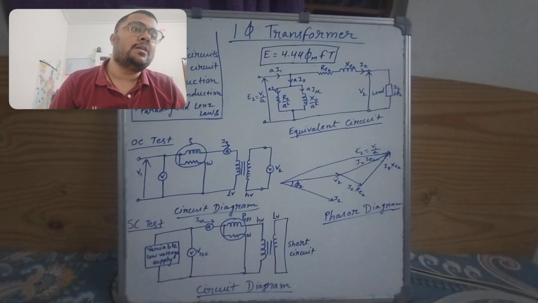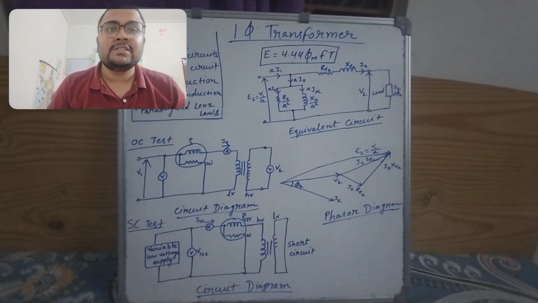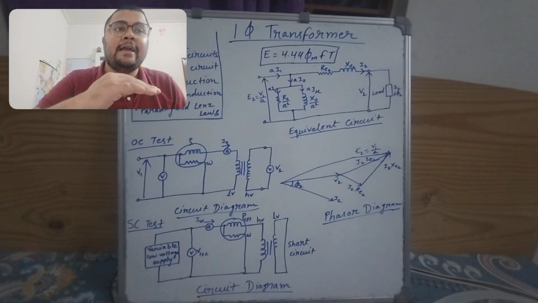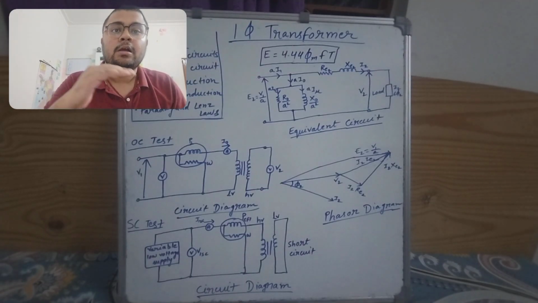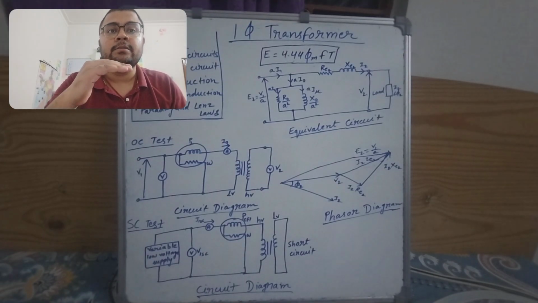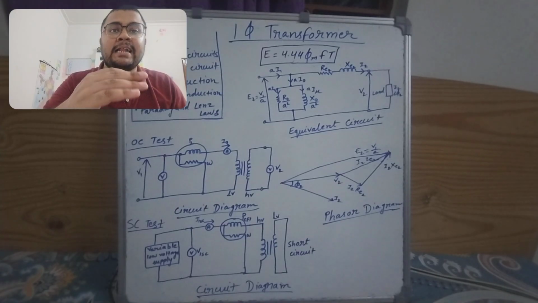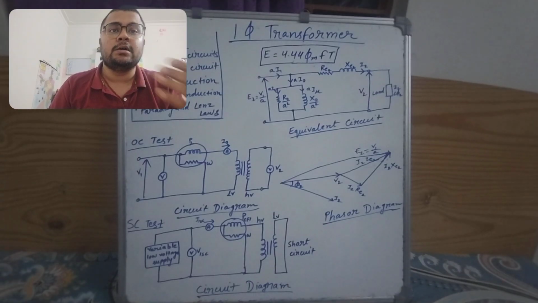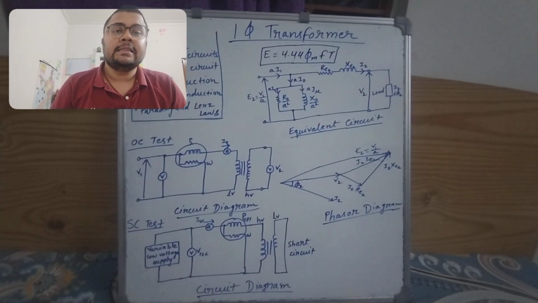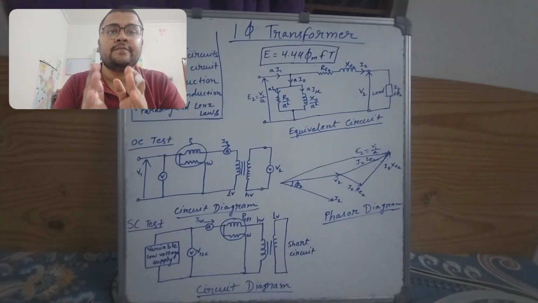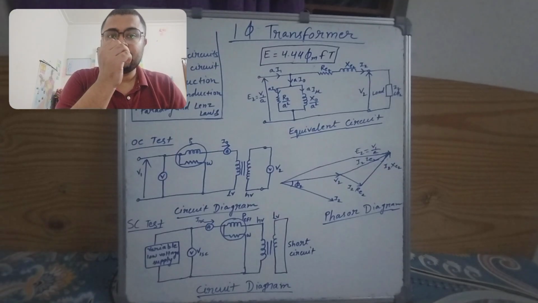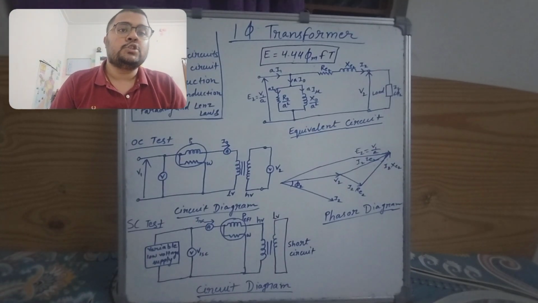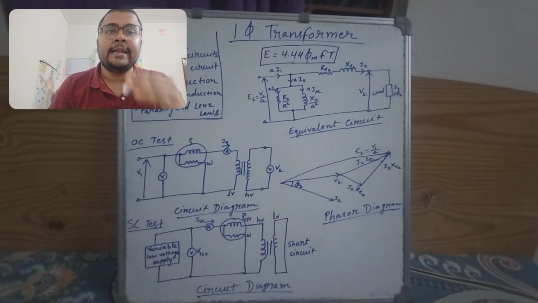In the phasor diagram we have taken V2 as the reference phasor, and then we have I2, which is lagging. I2 lagging means it is a lagging power factor, that is, the load is inductive. Mostly in the case of load we see a lagging power factor, so that's why we have used a lagging power factor here. So V2 leads and I2 lags here.